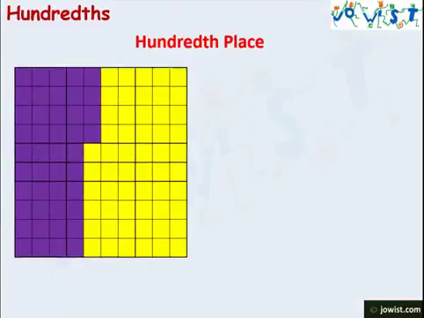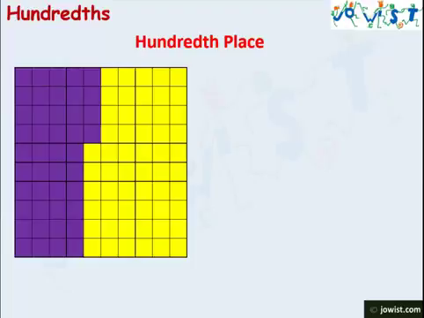Let's look at this square. This square is also divided into 100 small squares, 10 columns and 10 rows, making it 100 small squares. As we have known from the last slide, each small square is 1/100th part of the square or 1 upon 100. Out of 100 small squares, 44 squares are purple.